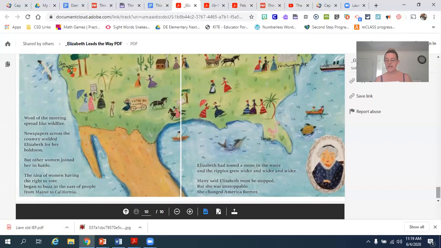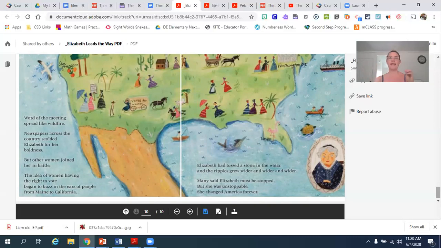Okay, so that's our story on Elizabeth Stanton, and Elizabeth leads the way. So here's your next task with this same story. I want you to go back and think about Elizabeth, and think about the author's point of view. On the next page, you have an organizer about author's point of view. It looks like this in your packet. You're going to think about how the author feels about the topic and events in the text.